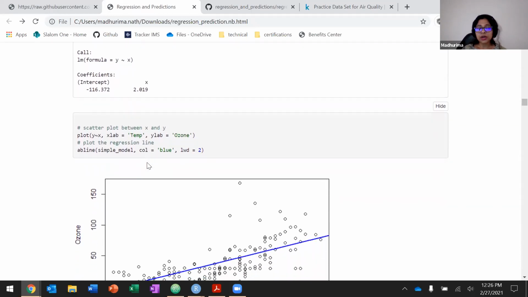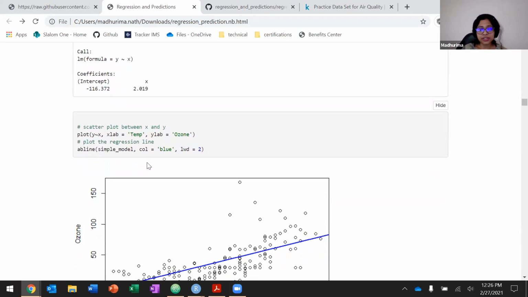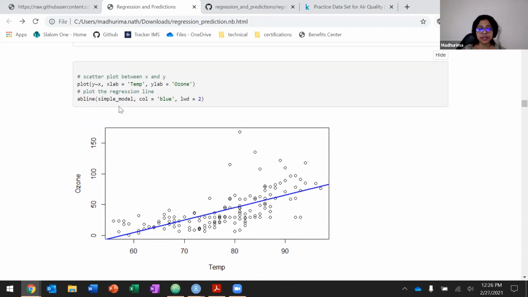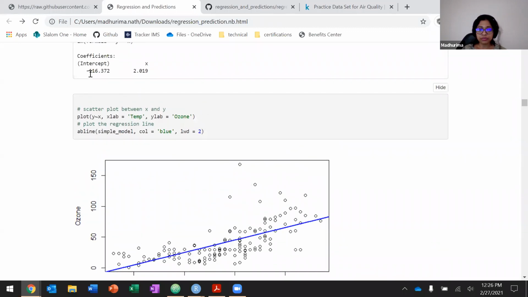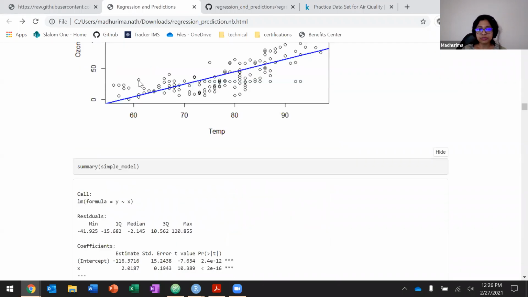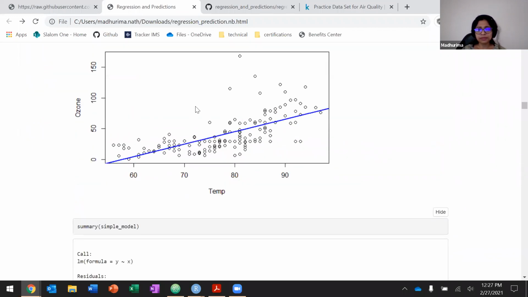So now I want to see what this visually looks like, because I don't know what a minus 116.372 intercept means with respect to the data. So I do that, and the dots here show the data points, and the blue line here shows what came out of my simple model. That is the line with the intercept value of minus 116 and the slope of 2.019.